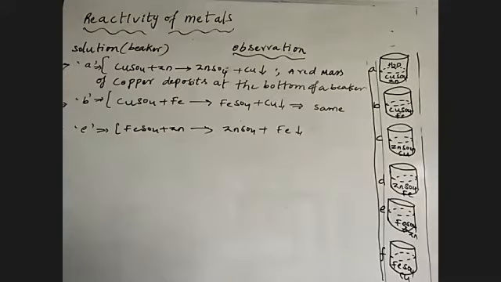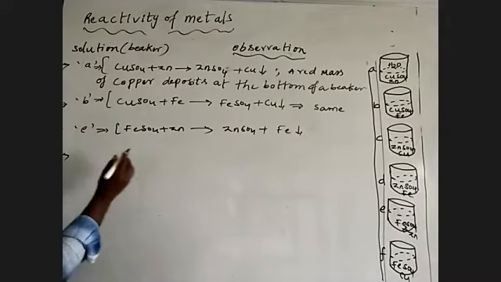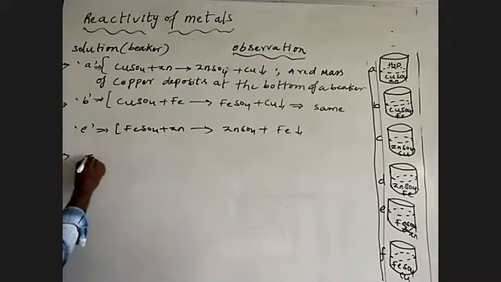When it displaces the iron, it gives a colorless solution with a green colored solution. The remaining three beakers consist of a colorless solution and a green colored solution.